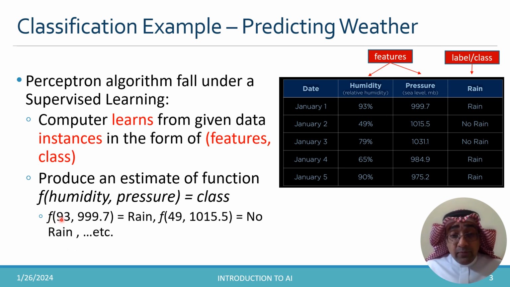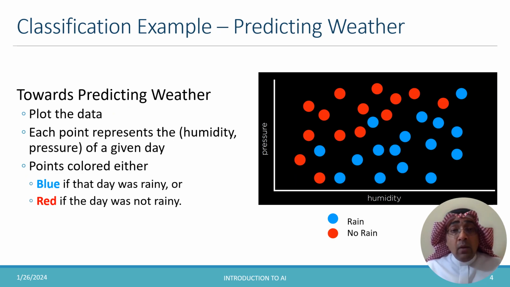So if you give it 93 and 999.7, it should tell us it's basically raining, and if you give it this, it should tell us there's no rain, and so on. And this is what we want the computer to do using the Perceptron algorithm.